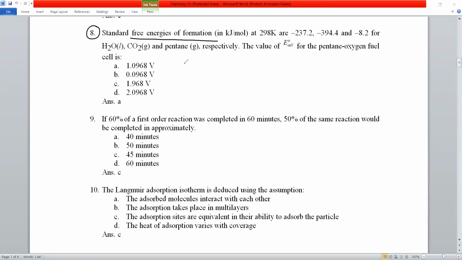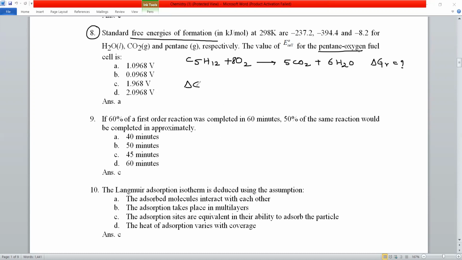Let's see here. First, what is the reaction we have to write here? Pentane, we know the formula is C5H12. On treatment with oxygen, pentane as well as oxygen fuel, it will give rise to 5 moles of CO2 plus 6 moles of H2O formation. On balancing, we have to take 8 moles of oxygen. Okay. So what is the formula? We have to find the change in Gibbs free energy of the reaction here.